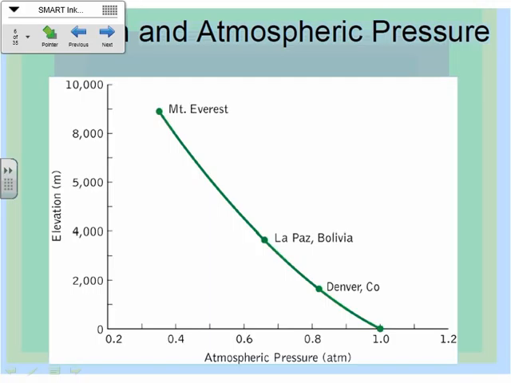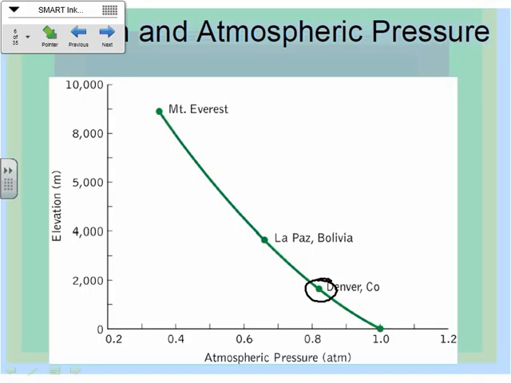Obviously, the higher up you go, the lower the air pressure, because there is less air pushing down on you. At Mount Everest, you have an elevation of close to 9,000 meters, and the air pressure is greatly reduced there. It's less than 0.4 of an atmosphere. But you have to get up pretty high before that starts to happen. Even at a mile high, here in Denver, the pressure is still going to be 0.85 atmospheres.